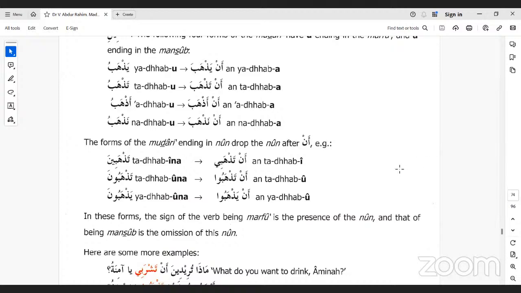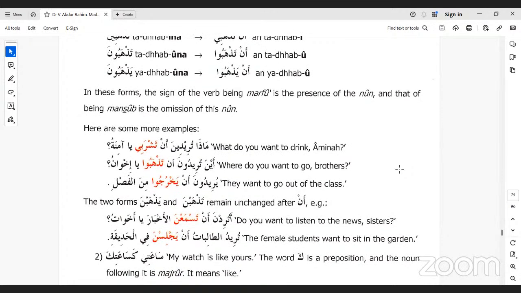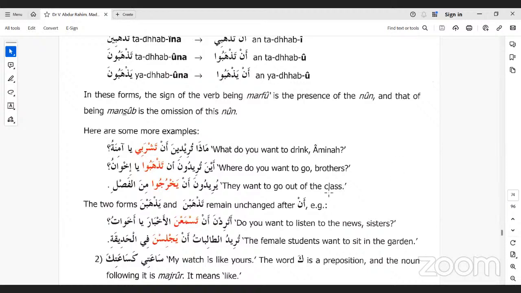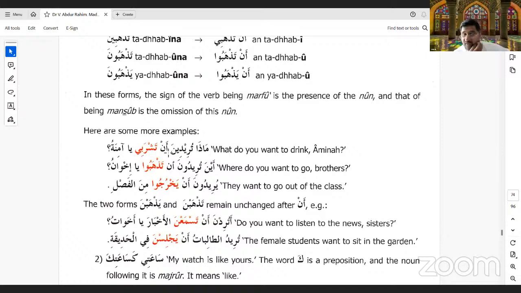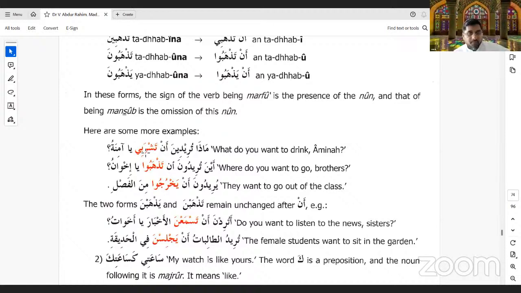Here are some more examples. Mada turidina an tashrabi ya Aminatu. So instead of tashrabina, the noon fatha is dropped and it becomes tashrabi. What do you want to drink, Amina? ماذا تريدين أن تشربي. So this verb, even though it comes in the meaning of to drink, is in exactly the same form as turidina tashrabina. But because an comes, the noon gets dropped and it is translated as to drink.